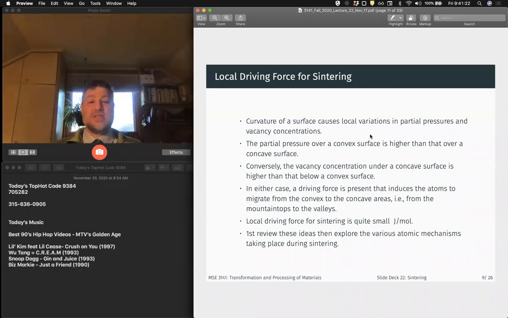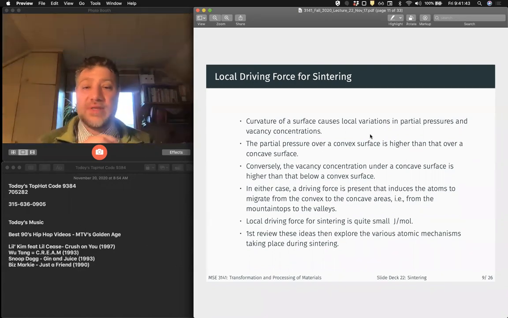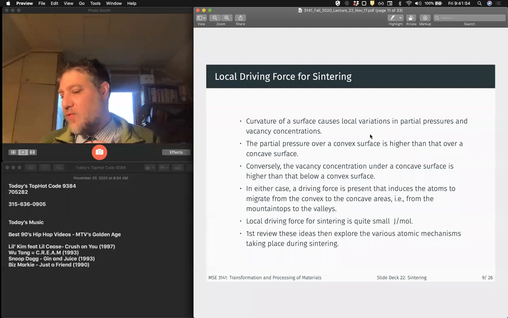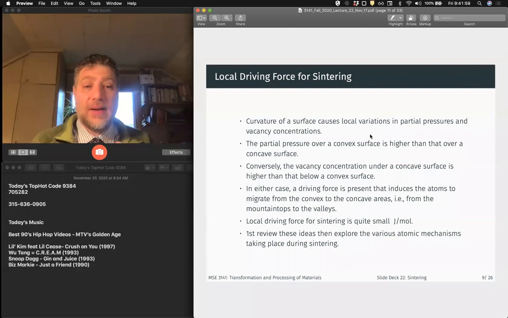Okay, so this is all about our good friend Gibbs-Thompson, right? The curvature of the surface is going to cause local variations in the partial pressures and the vacancy concentration. Another way of saying that is the local curvature is going to make changes to our local chemical potentials. And so at different spots in our powder, we're going to have a different driving force for atoms to leave where they are and go somewhere else, right?